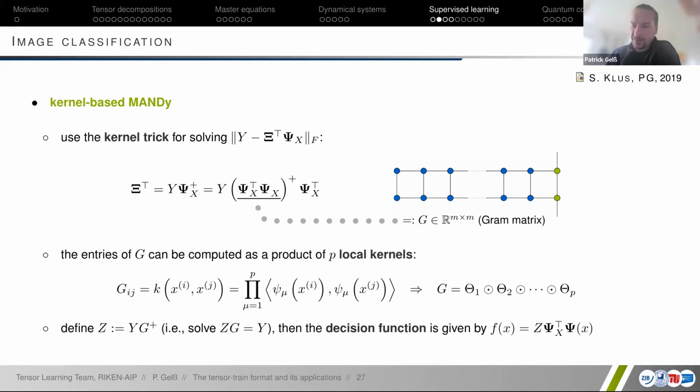In the end, if you have some specific kernels, then you can write it as a product of local kernels. What we can do is take this part here, y times g plus, solve this low-dimensional system of linear equations, and then we get a decision function for our classification or regression, in this case a classification problem.